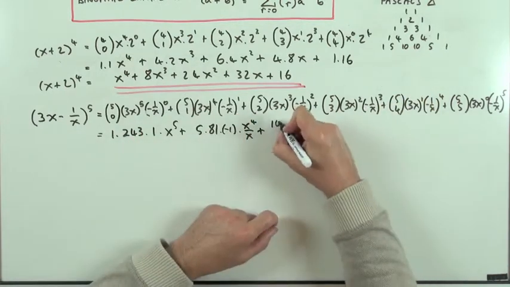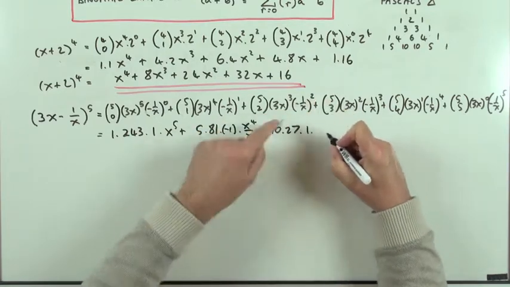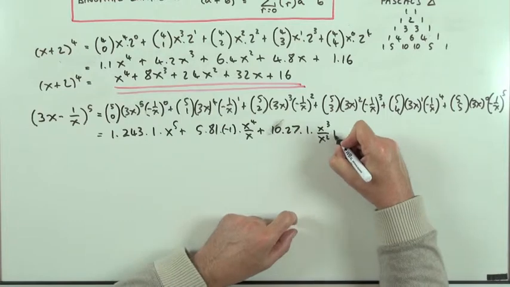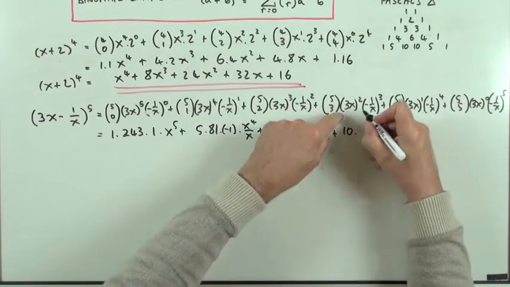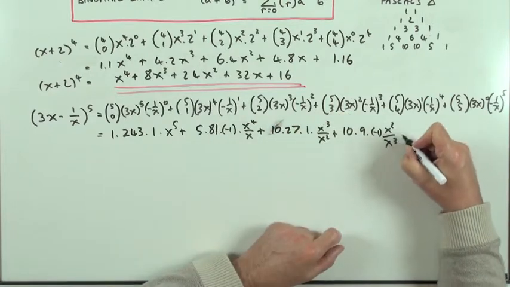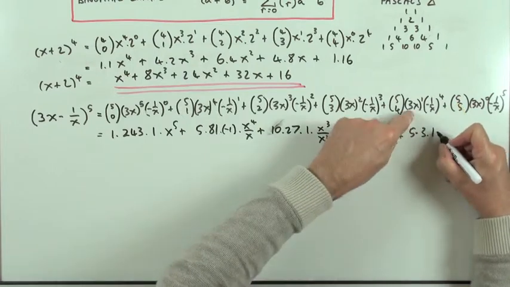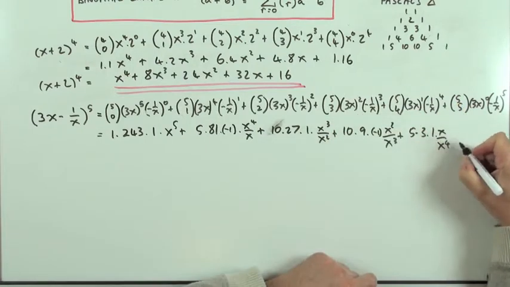Next one along will be the 10. 3 to the 3 is 27. That's a positive 1 this time. x cubed over just x. That's another 10. That's going to be 3 squared, which is 9. Negative 1 this time. x squared over x cubed. Back to 5 now. Just a 3 times a positive 1. x over x to the 4.